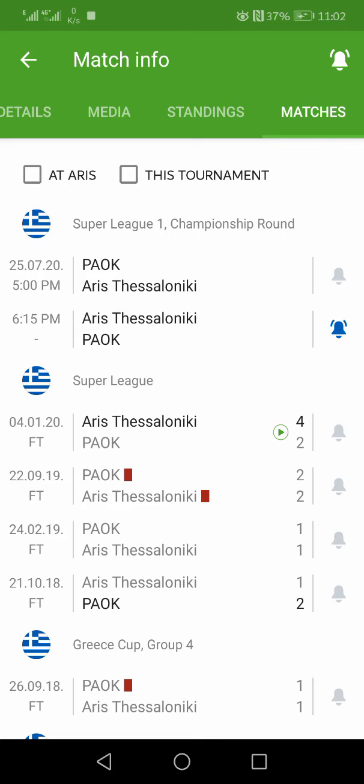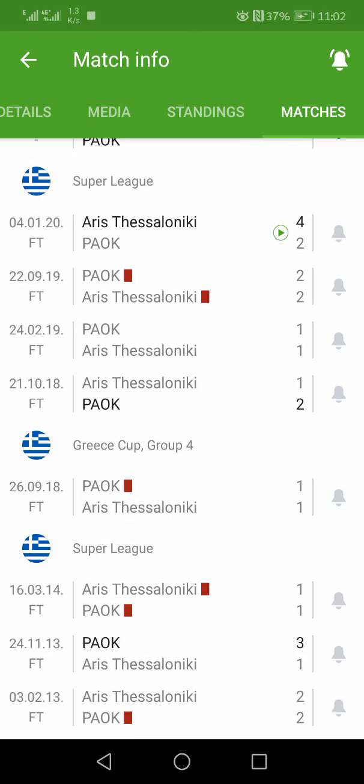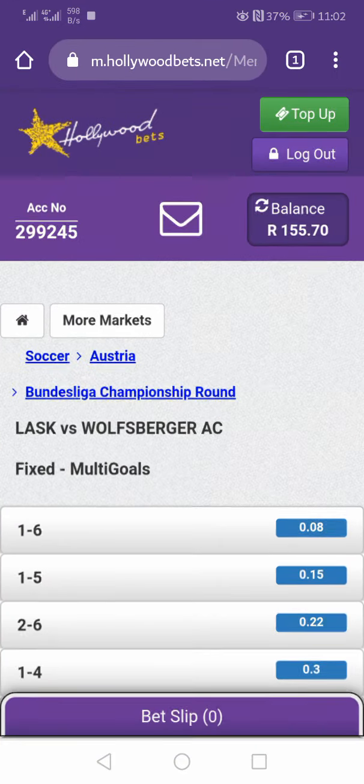Let's check instantly where they lost a match. 4-2, yeah, it's the recent one. They lost 4-2, but what happened? They scored. What does that mean? You go back to your markets on your paper. You check. Oh, this was the previous market that we checked.